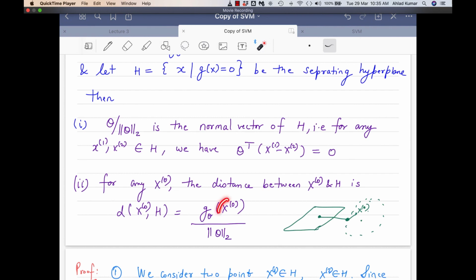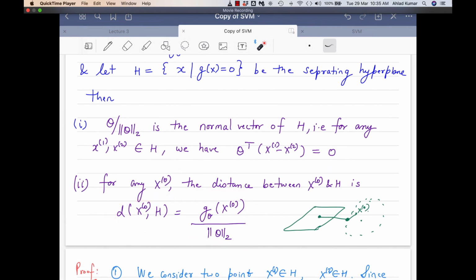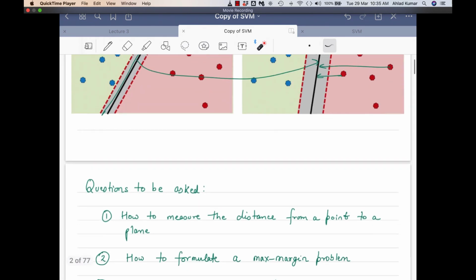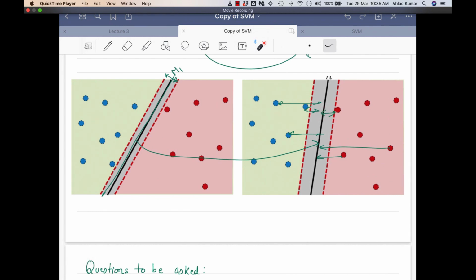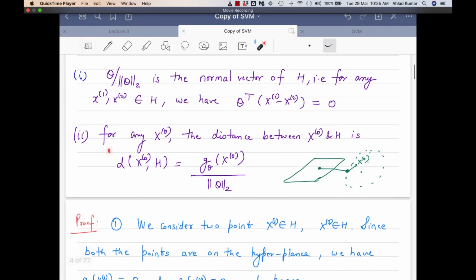So this is the point x0, and you are substituting this x0 in this g theta x0. And now you divide it by the L2 norm of theta. So this is the distance that we will calculate, and we will use this distance extensively in the derivation of the support vector machine. As you know, we have to maximize this distance, because our objective is to maximize this distance.